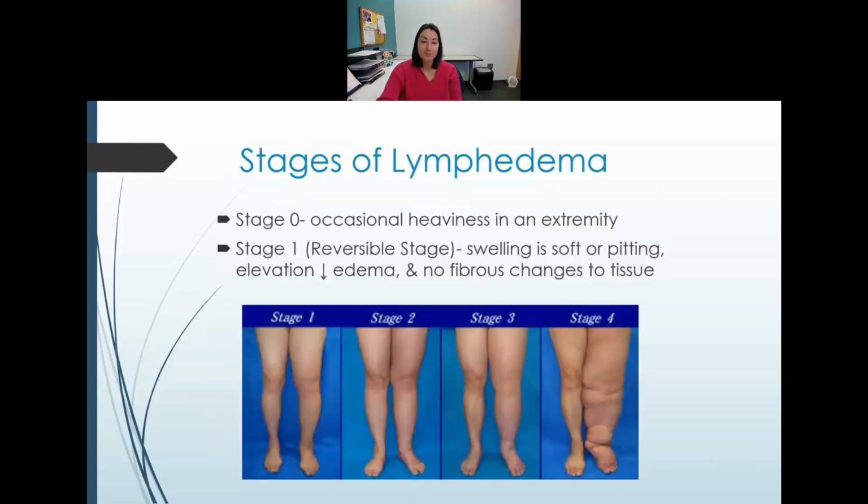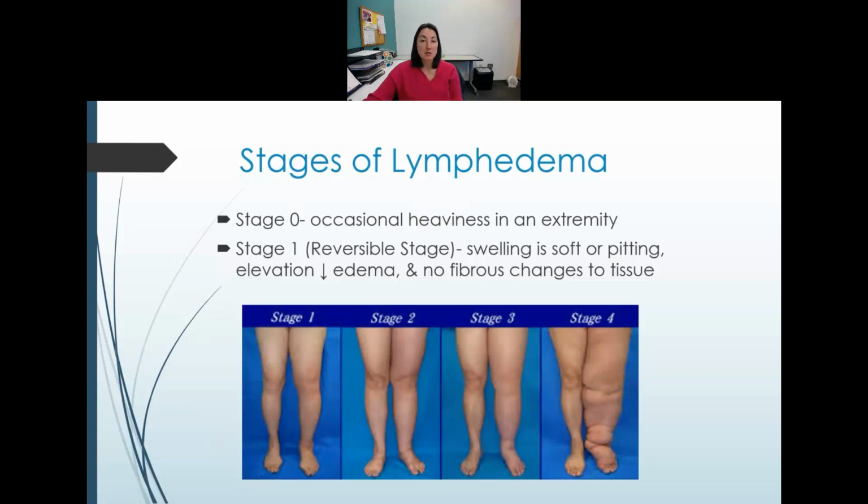So what are the stages of lymphedema? Starting with stage 0. Underneath it says 1, 2, 3, 4, but the way the book says it is 0, 1, 2, 3. So 0 is occasional heaviness in an extremity. Sometimes it feels heavy, it feels swollen, you go to bed or lay down or sit with your legs up and it goes away.